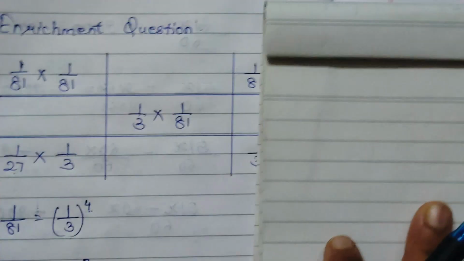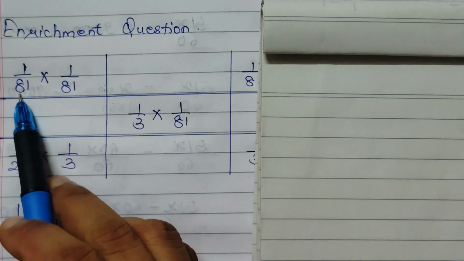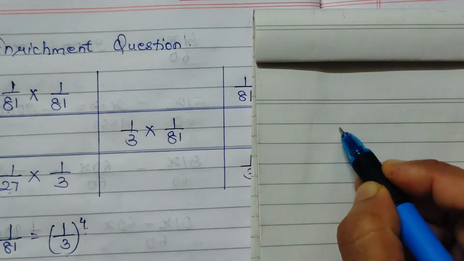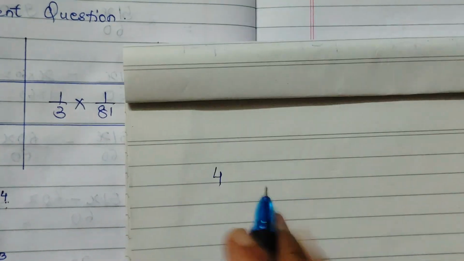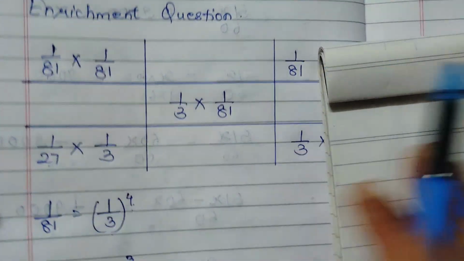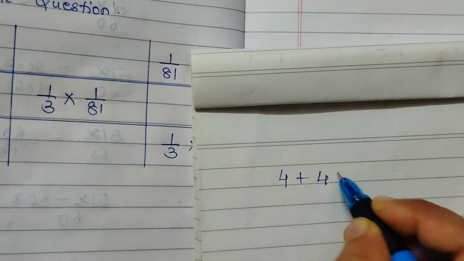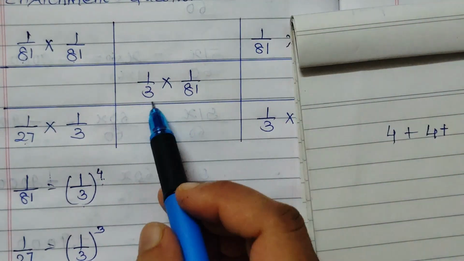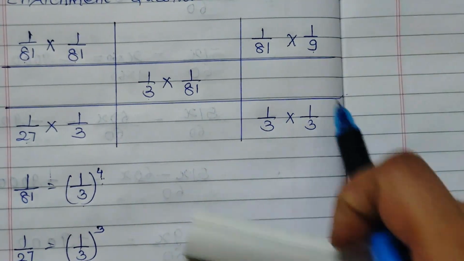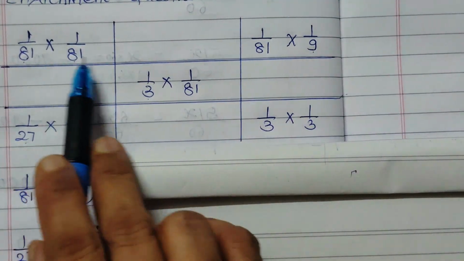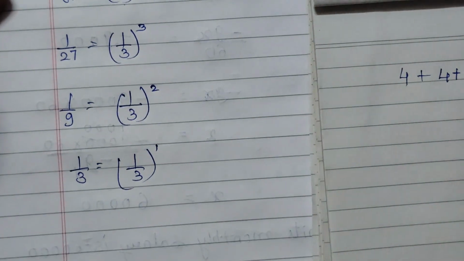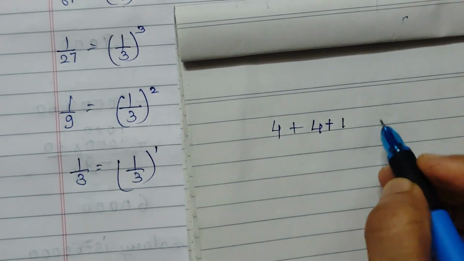So let's solve this. See here. So 1 upon 81. How many times is it? 4. So I will write 4. Then next is again 1 upon 81. So 3 is 4 times again. Okay. Then in the diagonal we are calculating in this way. So these 2 I have done. Now this 1 upon 3 means 1 time. So I will add plus 1.